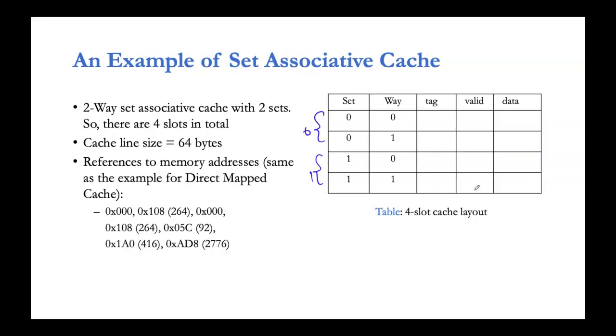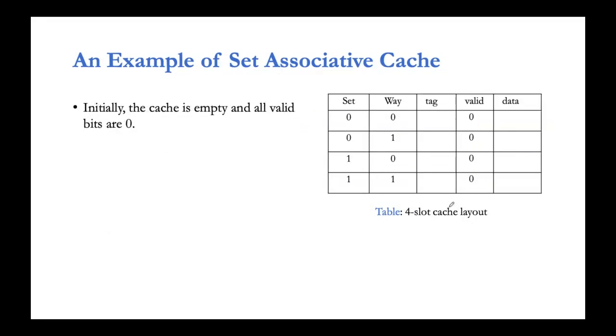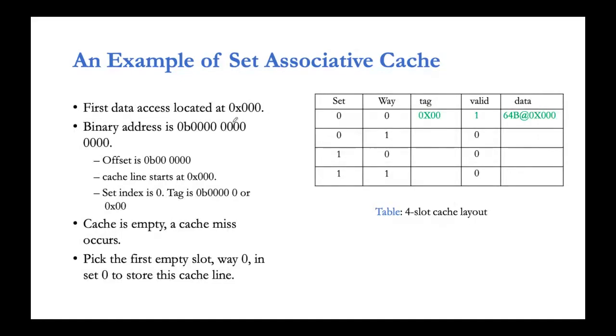Initially the cache is empty. When the cache is empty, the valid bits are set to 0, which means no data is there. So all valid bits are 0. Then the first data access is located at the first reference address 000, and the binary form of that is this. The last 6 bits are your offset bits, all 6 zeros. Then the cache line starts with these bits, so the tag value in hexadecimal you can write as 000.